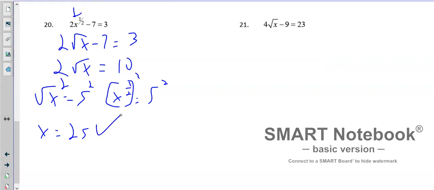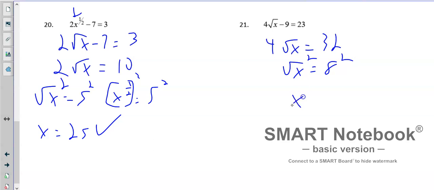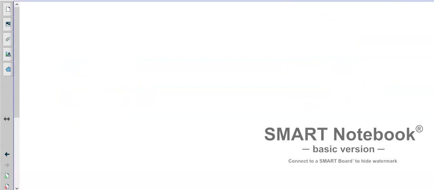Check. Same thing here. Add 9 to both sides. Do not divide by 4. 23 plus 9 is 32. Divide by 4, 8. Square both sides. X equals 64. Plug that back in. Square root of 64 is 8. Times 4 is 32. Minus 9 is 23. Check. And that's it.